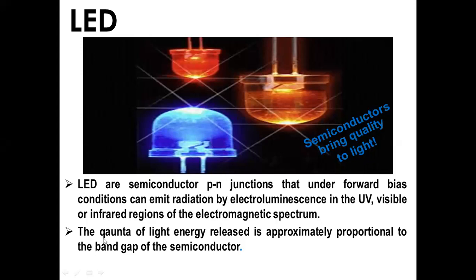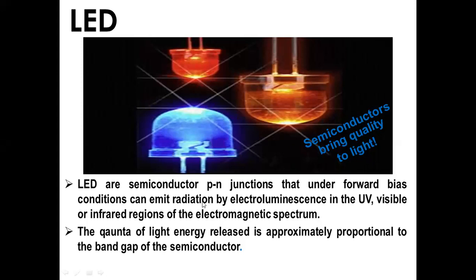The quanta of light energy released is approximately proportional to the band gap of the semiconductor. In between the P and N junction, some gap is there. Depending on that band gap, it is going to produce the light. In depth, we will discuss these LEDs.